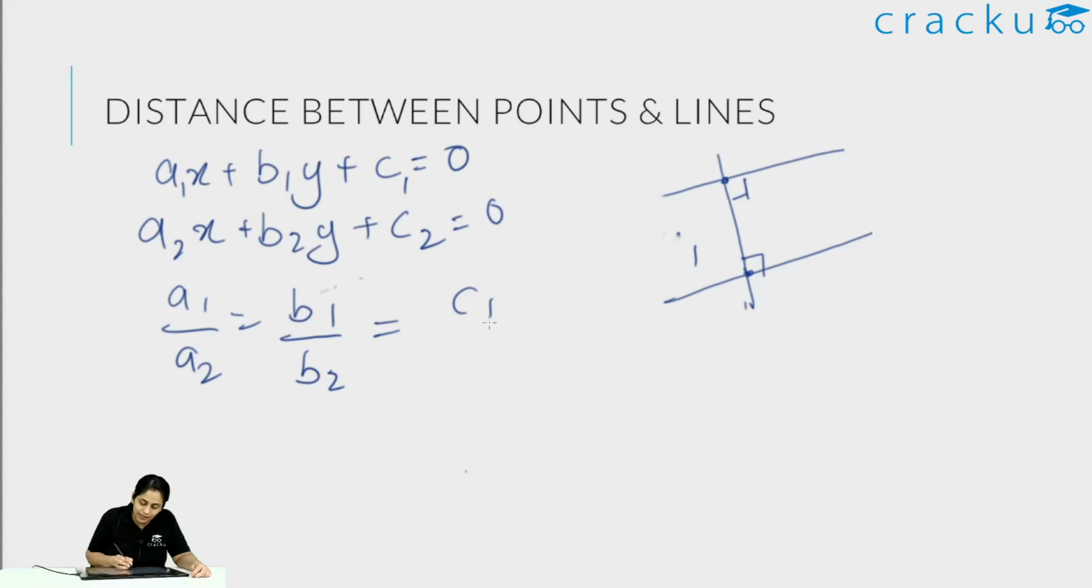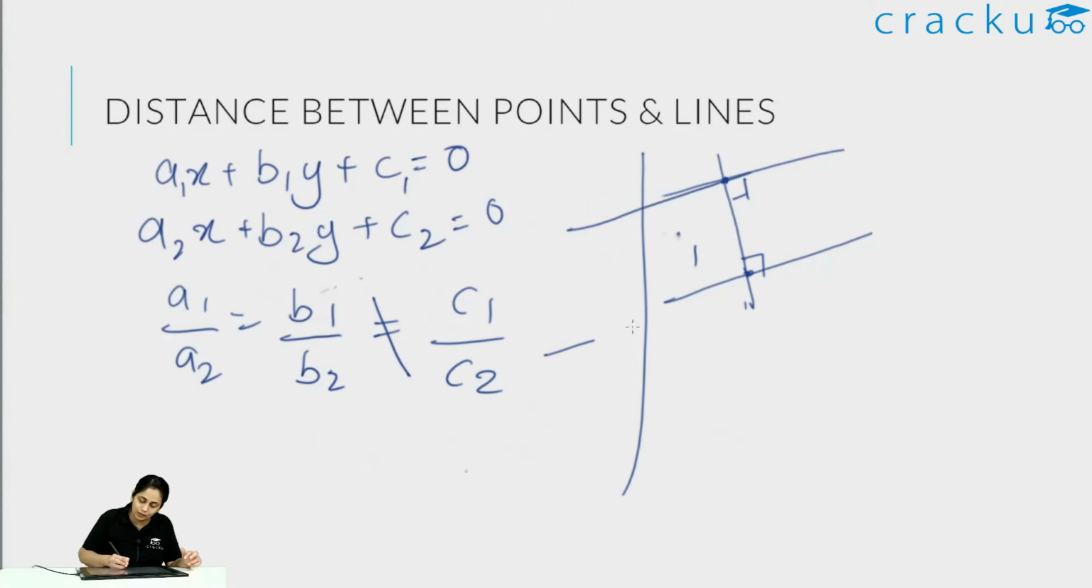Now if c1 is equal to c2, what would it mean? If c1 is equal to c2, then they are not parallel lines, they are coincident lines, it's the same line. But if c1 is not equal to c2, that means that they are parallel lines. They are intersecting the y-axis at 2 different intercepts. So that would mean that they are not the coincident line, but they are parallel lines.